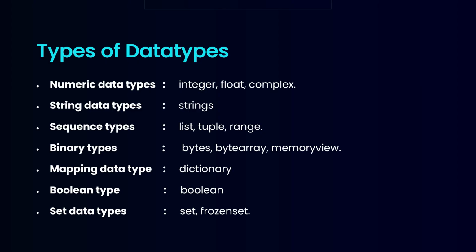Then we have set data types, set and frozenset, which are very similar to a list, but only unique values are stored in them, like a list with all values unique. So these were the types of data types which we learned and which we will be learning in the further part of the video.